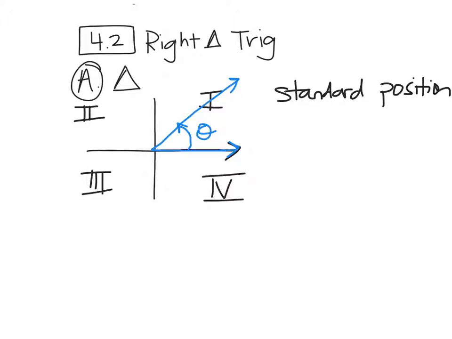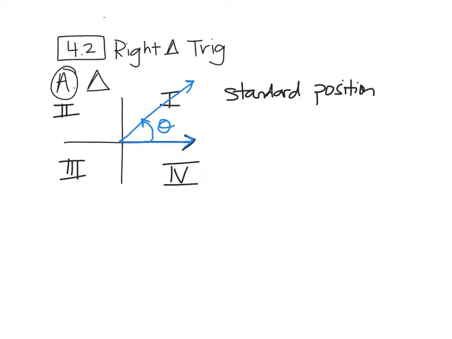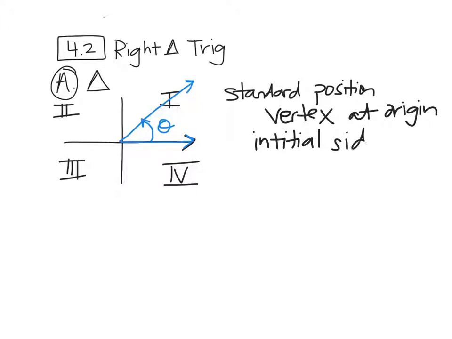This is called an angle in standard position. Standard position means that the vertex is at the origin, and that the initial side is on the positive x-axis. Initial side of your angle is on the positive x-axis. You can put an angle in not standard position. It's just we usually do an angle in standard position.